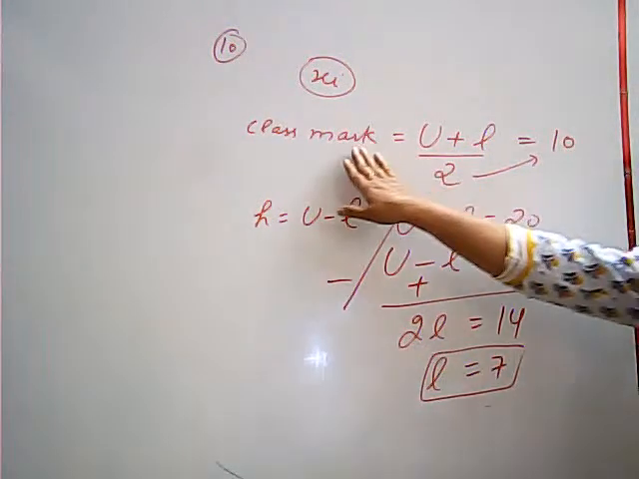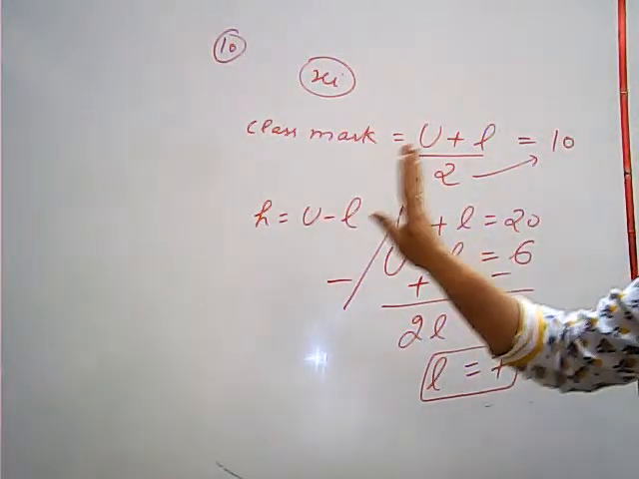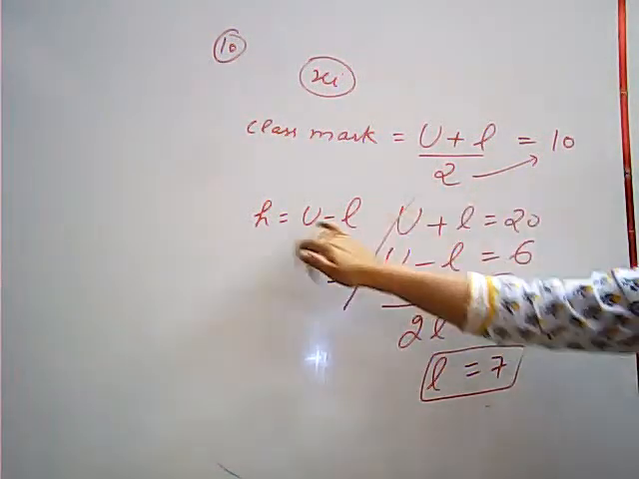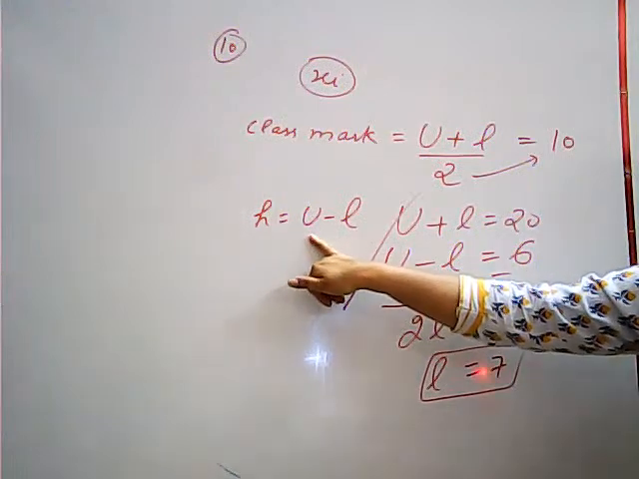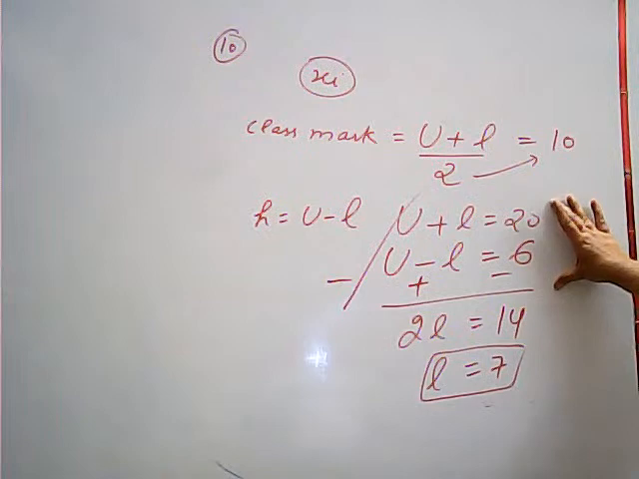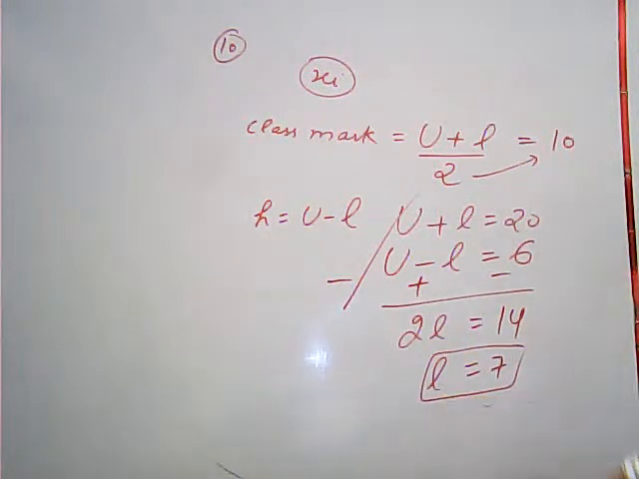Whenever it is given that the mid value means the class mark, and if it is given the class width or class size, that means the difference between the upper limit and the lower limit. So you will get two equations, and when you solve them, you will get the lower limit, because in the question you have to write the lower limit. Now clear? Okay.